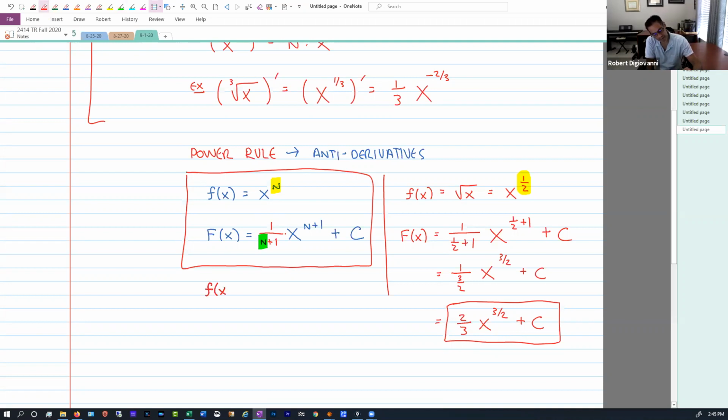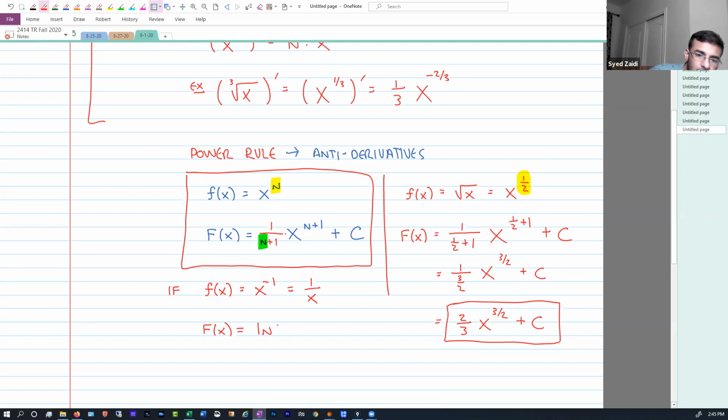If we have f of x equals x to the -1, our formula will not work, will it? It'll break down. But x to the -1 is 1 over x, isn't it? And don't we know the antiderivative of that? Yep. We already know it. It's natural log, and we're going to start doing absolute value of x plus c. So this is the special case, right? This is that special case.